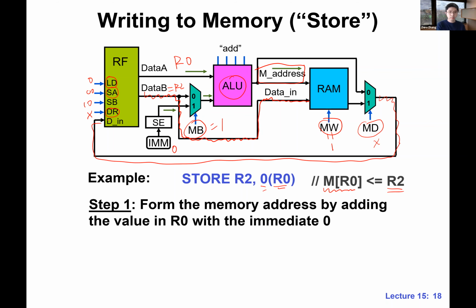Can you do both at the same time? In our microprocessor, no. In our microprocessor, we can only write to either RF or RAM.